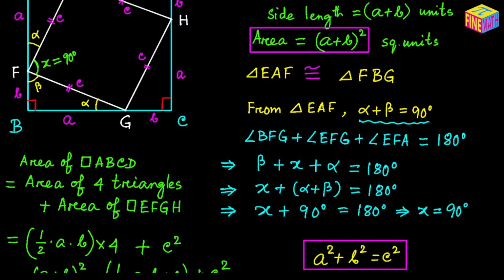So now we can clearly see that we have been able to prove that the square of the hypotenuse of a right triangle is equal to the sum of the squares of the other two sides, which is A squared plus B squared is equal to C squared.